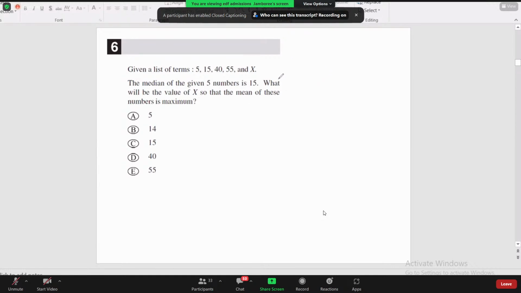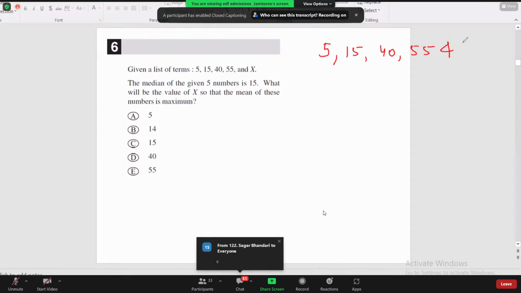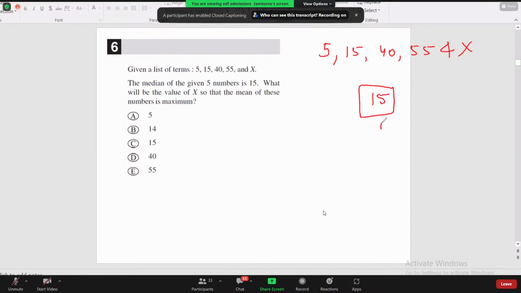Okay, let's begin. It says that given a list of terms as 5, 15, 40, 55, and X, the median of the given 5 numbers is 15. So if there are 5 terms in the series and the median is 15, it implies 2 of the terms need to be ahead of 15, and 2 will be below 15. In case there are 5 terms in the series and 15 is the median, 15 needs to be the middlemost term of the series. That means it needs to be the third term of the series. That means the fourth and the fifth term will be ahead of 15, and the first and the second term will be before 15.